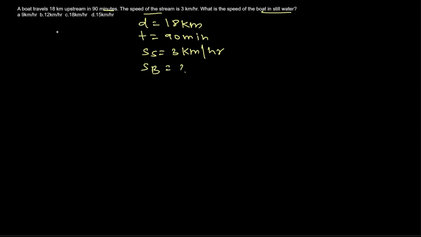Okay. Now the answer is in kilometer per hour, so we have to convert this time from minutes into hours. So you can simply divide by 60, right? 1 minute is equivalent to 1 by 60 of an hour. So you'll divide the 90 by 60. So you'll get 9 by 6, which is 3 by 2 hour. Now we will apply a very simple formula, that is speed into time equals distance.